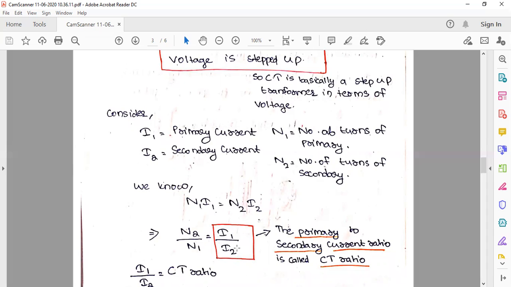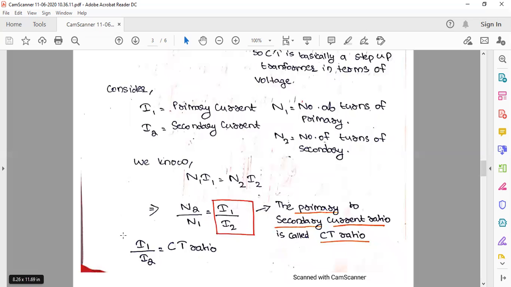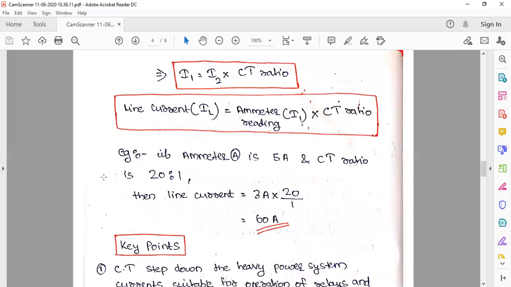This I1 by I2 is called the CT ratio, the current transformer ratio, the transformation ratio. So the primary to secondary current ratio is called the CT ratio. Very important. This can come to you as a viva question also. So N1 I1 is equal to N2 I2. So N2 by N1 is equal to I1 by I2. So I1 by I2 is what? The CT ratio. Okay. So I1 is equal to I2 into CT ratio.